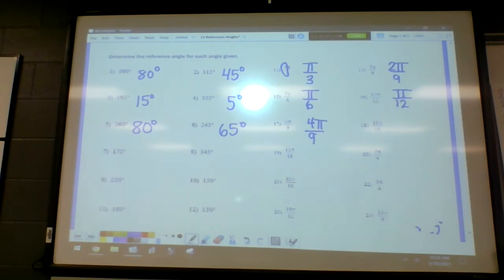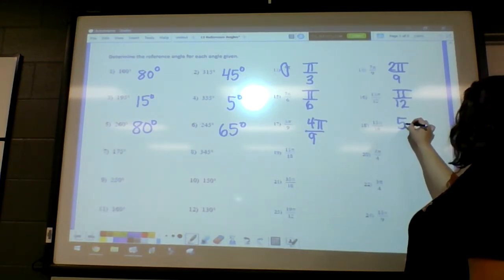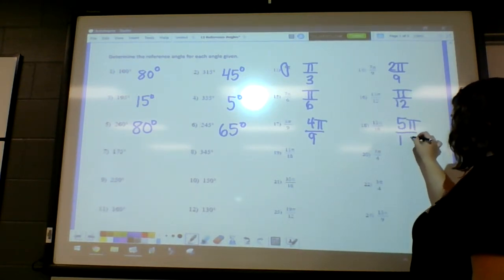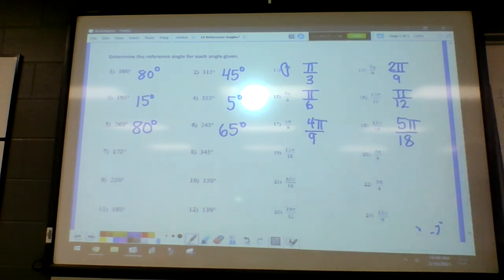What about 13 pi over 18? It's closer, 13 over 18. That's not quite 1, right? Yeah, 13 over 18 is not quite 1. So this is going to be closer to pi. This one's in Q2. And you're going to try to get it to 18 over 18. So what do you have to add to get 18 over 18? 5 18ths.